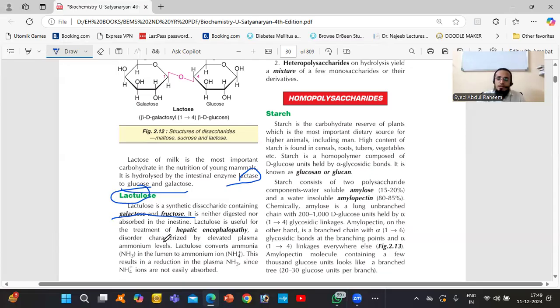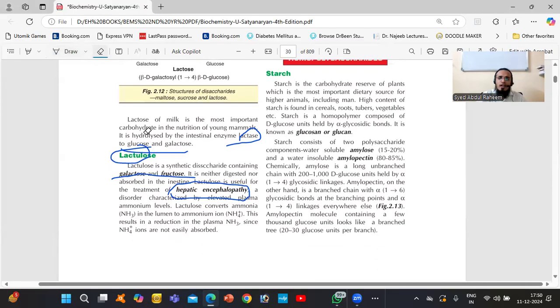Lactulose is useful for the treatment of hepatic encephalopathy. This is an infection in the liver. Hepatic means liver. Encephalopathy means infection of the liver. Whenever a person has encephalopathy of the liver, modern medicine will treat with this lactulose. How are they treating? It is a disorder characterized by elevated plasma ammonium levels. So ammonia levels are increased.